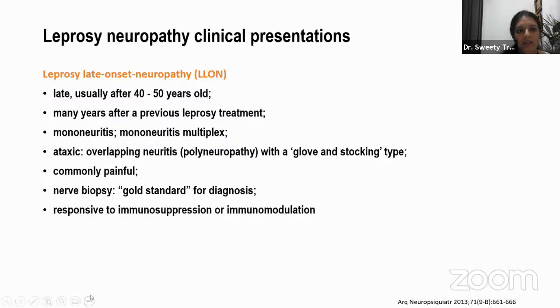Again, another presentation is late onset leprosy neuropathy. So what is this? Usually this happens after a patient has been treated and has completed treatment a long time ago. Usually leprosy occurs in the 20 to 30 years age group. This happens usually when the patients are 40, 50 years old or older, and they have a previous history of treatment. The presentation is the same as mononeuritis. Sometimes they may present like ataxic neuropathy with glove and stocking type overlapping neuritis, and they are very, very painful neuropathies. You have to do a nerve biopsy, and these neuropathies mainly occur because of the residual bacterial antigen. They are essentially an immune response. So you have to give immunosuppression, immunomodulation, commonly steroids.